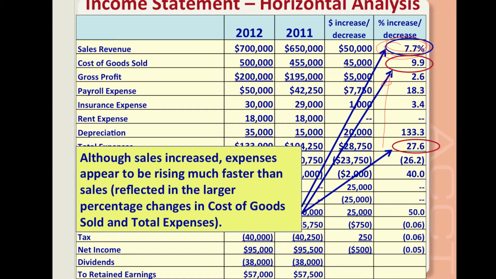So even though they're making more sales, their expenses are also rising, which is causing them to have less income. So we might want to take a look at that as a management team to see how we could get the expenses more in line with our sales increase, maybe by increasing volumes, using a different supplier, and so forth. So this information can be very valuable to managers.